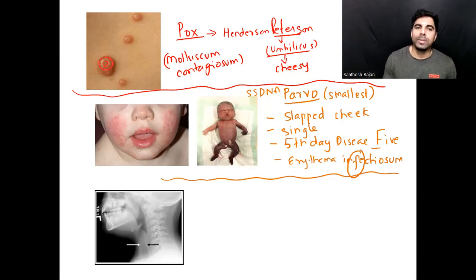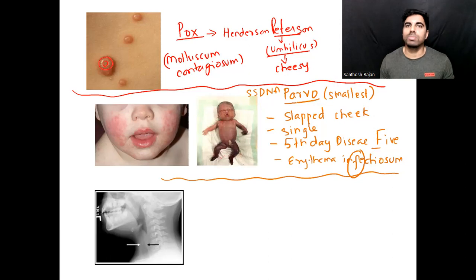So what about this baby? This baby has hydrops fetalis. If it is immune, that can be Rh incompatibility, right? You know that one, immune hydrops fetalis. But if it is non-immune and they ask which is the virus, that is also parvovirus, because pari is small.